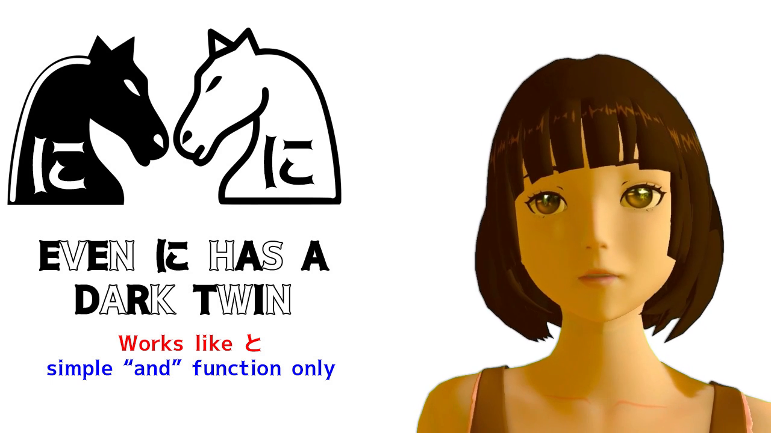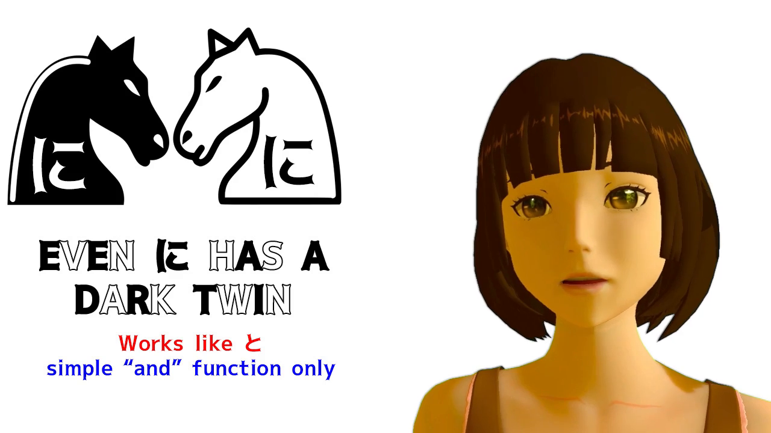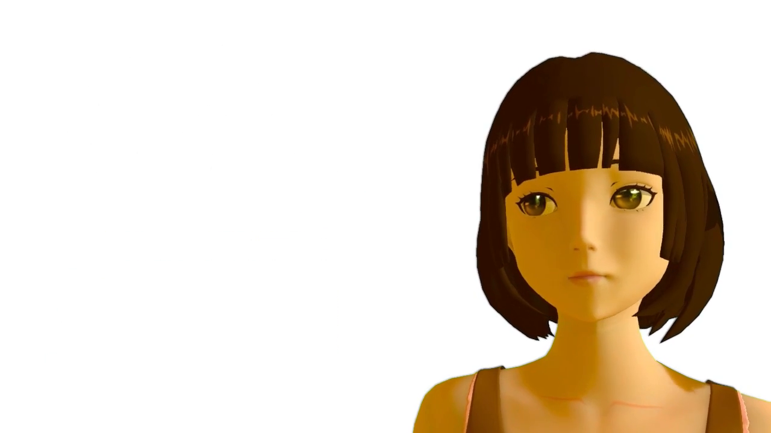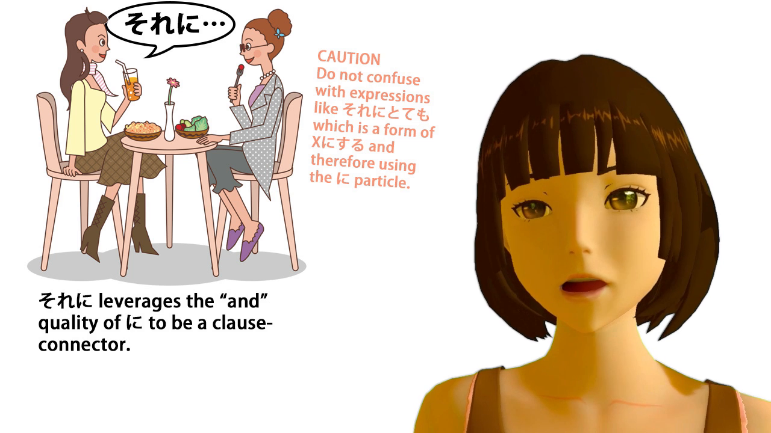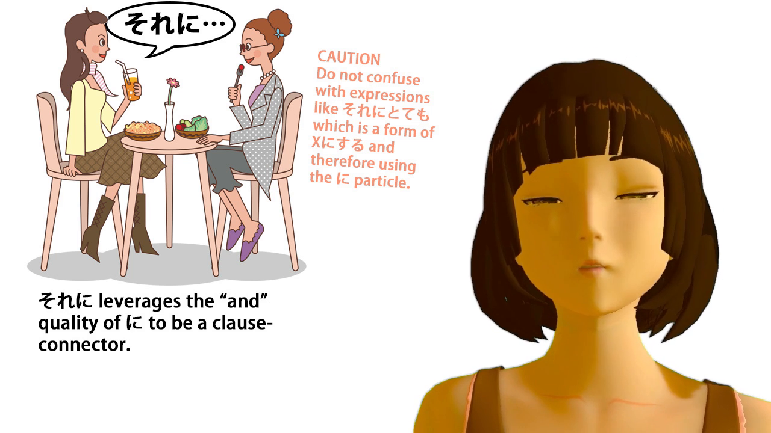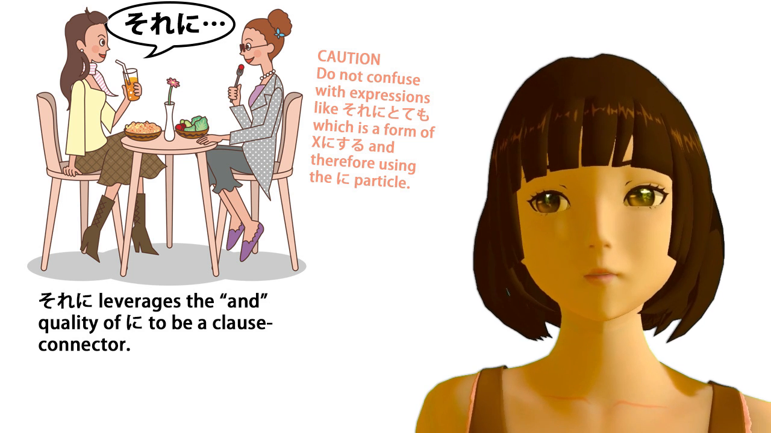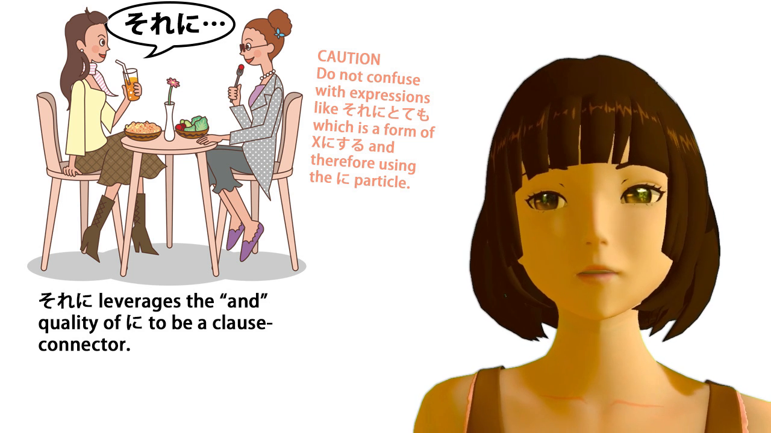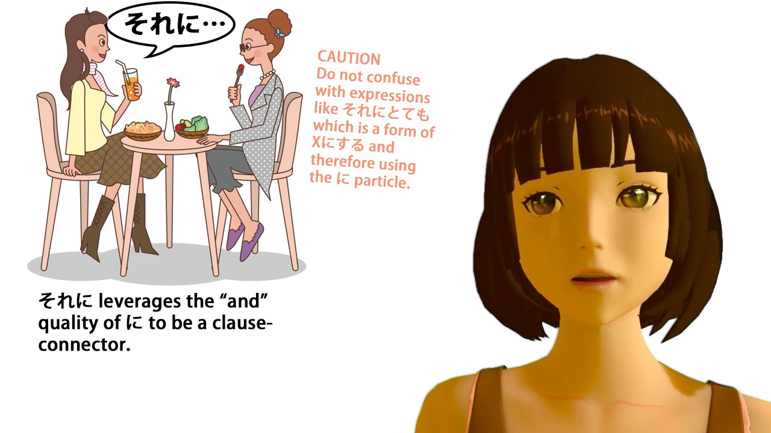but if you don't know that it's there, you can spend a long time puzzling over what ni means in these contexts. It's also more commonly used in the expression sore ni, which means furthermore or in addition to that. And as you can see, this is made up of sore, which means that, plus ni, not the particle ni, but the ni that means and.